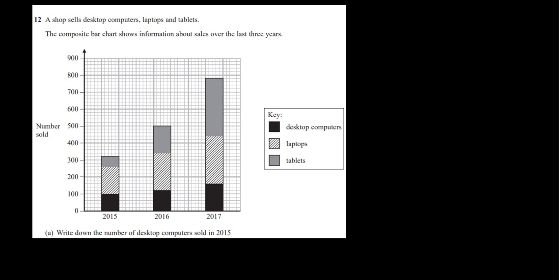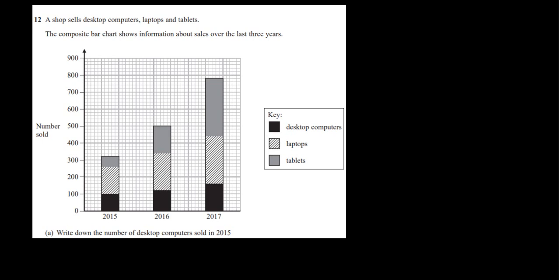A shop sells desktop computers, laptops, and tablets. Right, let's go to the composite bar chart. So this is a composite bar chart, one of them stacked on top of the other. A dual bar chart would be the one where they are next to each other, not on top of each other. The composite bar chart shows information about sales over the 3 years. So desktop computers is the black bit, laptops is the diagonal lines, and tablets are the grey bits.